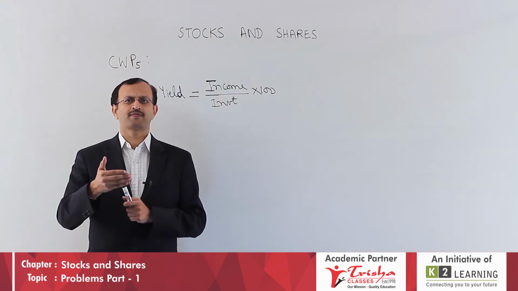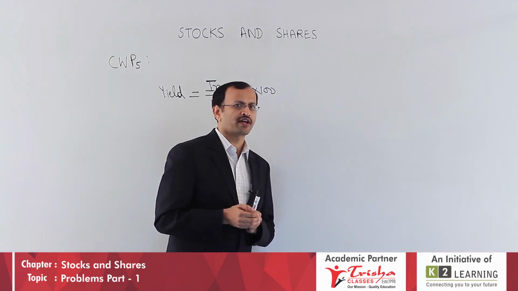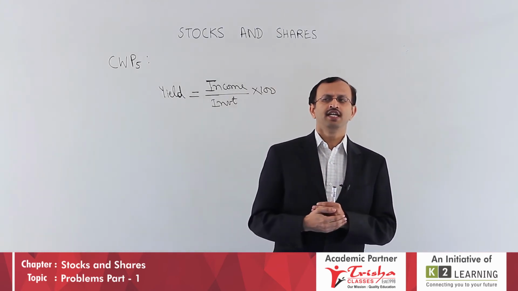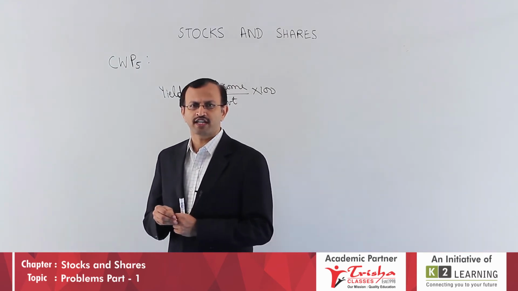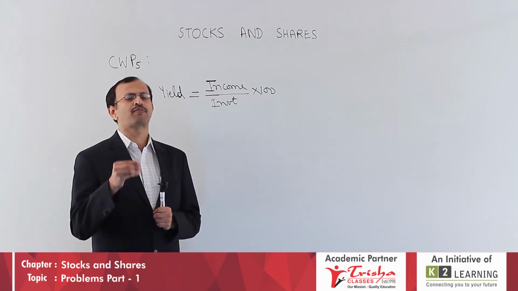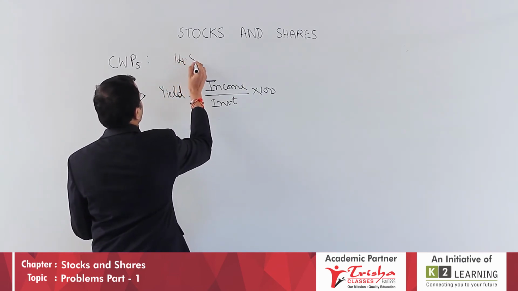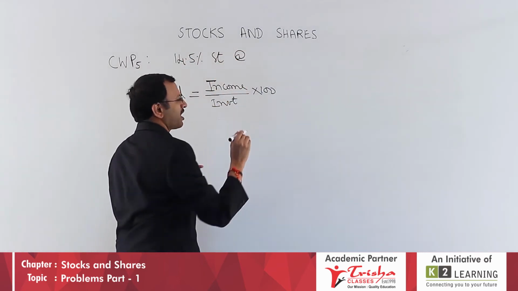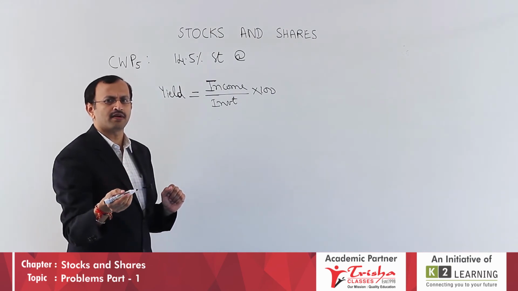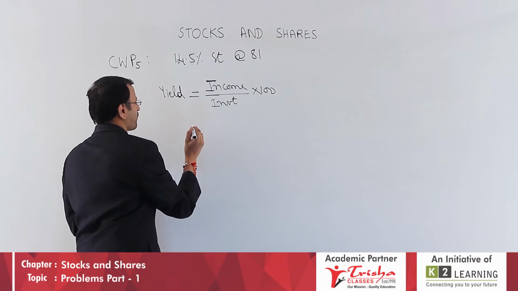Students will go for the next problem, classwork problem number 5. All of you read the classwork problem number 5. It's again a problem on yield. If you read the question carefully, it says it is a 14.5% stock at rupees 81. You have to compute the yield. Check the value: what is the market value, what is the investment price in the question? 81. What is the yield? You have to find out.